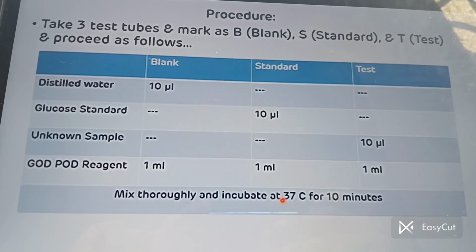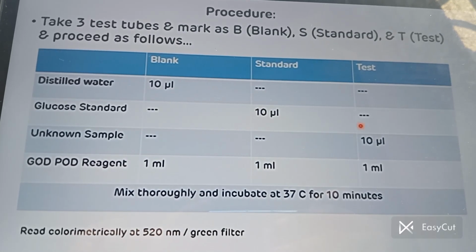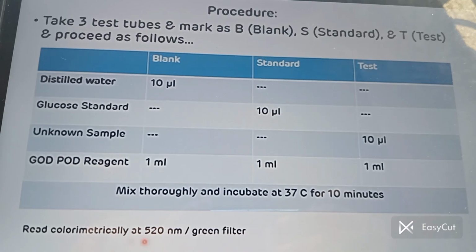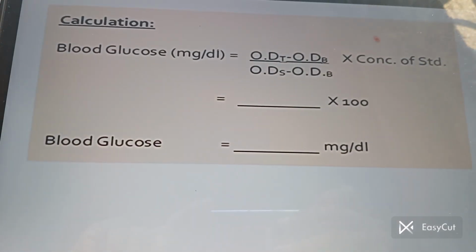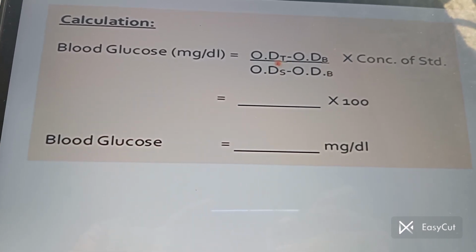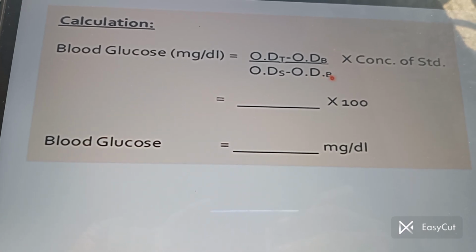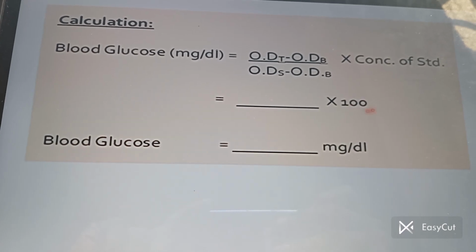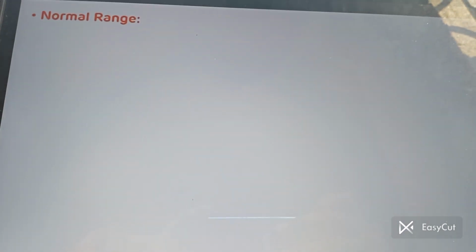Mix thoroughly, incubate at 37 centigrade for 10 minutes. And after 10 minutes, you have to read the optical density on the colorimeter at 520 nanometer or green filter. After taking the optical density, you have to feed the optical density in this formula, that is optical density of test minus optical density of blank, divided by optical density of standard minus optical density of blank, multiplied by concentration of standard. Concentration of standard is known, which is 100 milligram per deciliter. After feeding the optical density in this formula, you will get the blood glucose. Now, normal range of blood glucose.